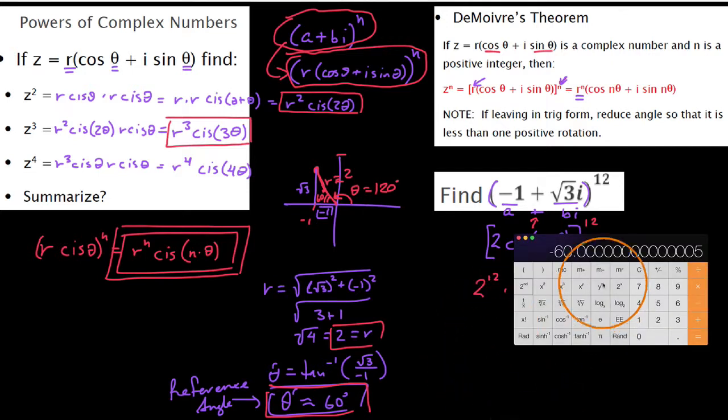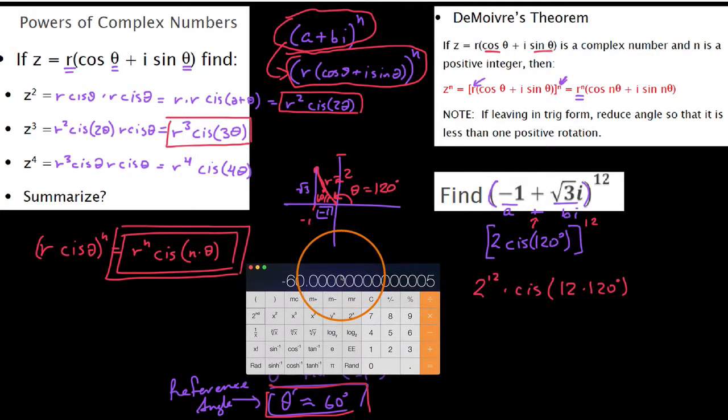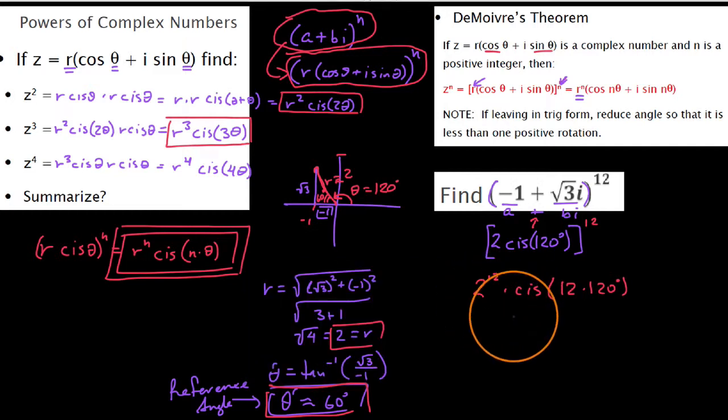Shame on me for not knowing 2 to the 12th. I'm going to guess here. 2 to the power of, let's see, where's my power button here? 12. Let's try that again. 2 to the power of 12. 4096. All right, so that's a good guess, huh?